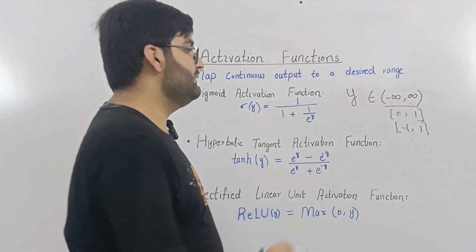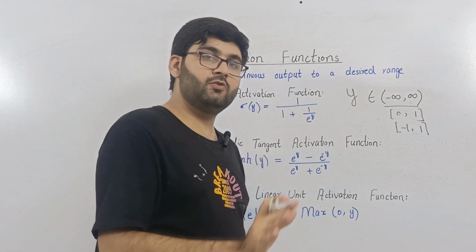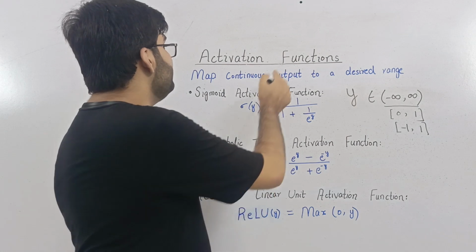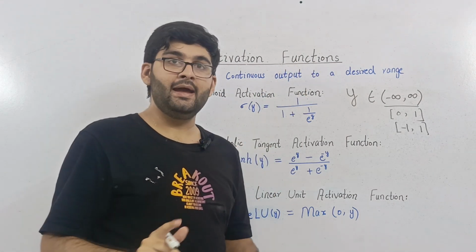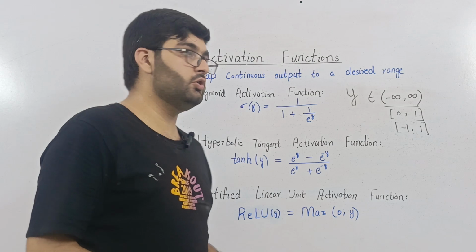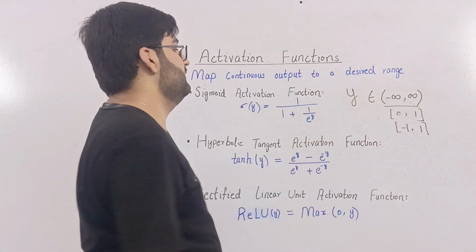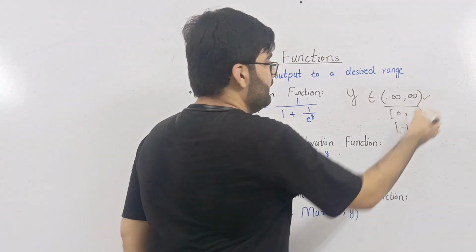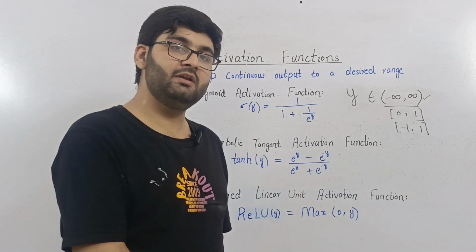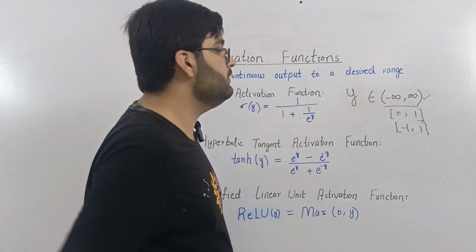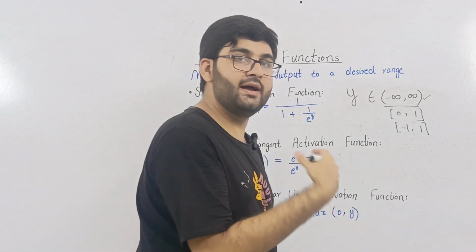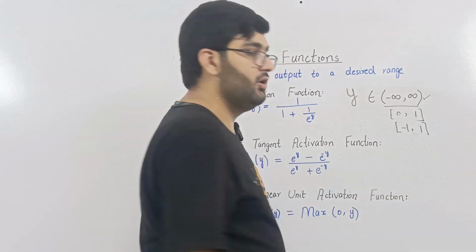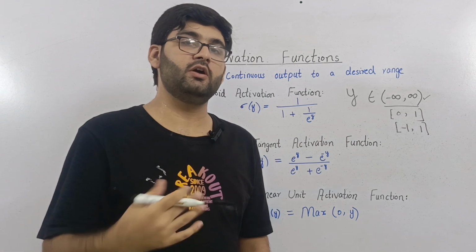So a function that converts a value from one interval range to another interval range is known as an activation function. It maps a continuous output to a desired range. It takes a continuous output that is in this range from negative infinity to positive infinity and maps it to an output in our desired interval, which can be this interval or any other interval of our choice.